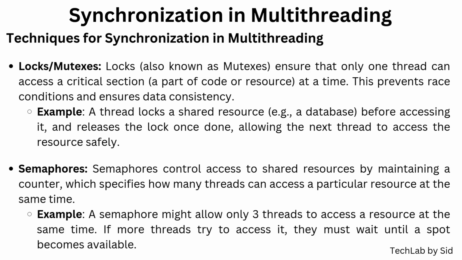Techniques for synchronization in multithreading. Locks or mutexes ensure that only one thread can access a critical section of code or a shared resource at a time, preventing race conditions and ensuring data consistency. For example, a thread locks a shared resource, such as a database, before accessing it and releases the lock once done, allowing the next thread to access the resource safely.